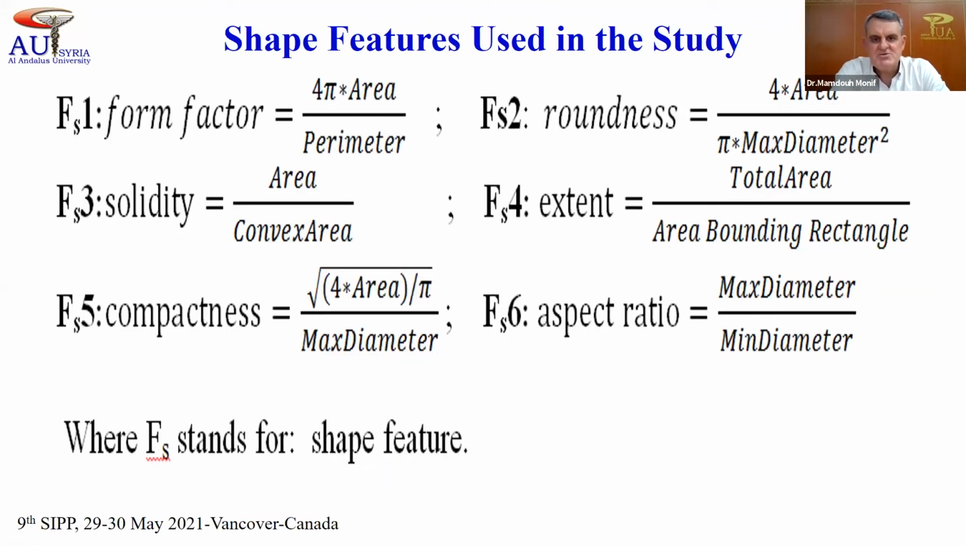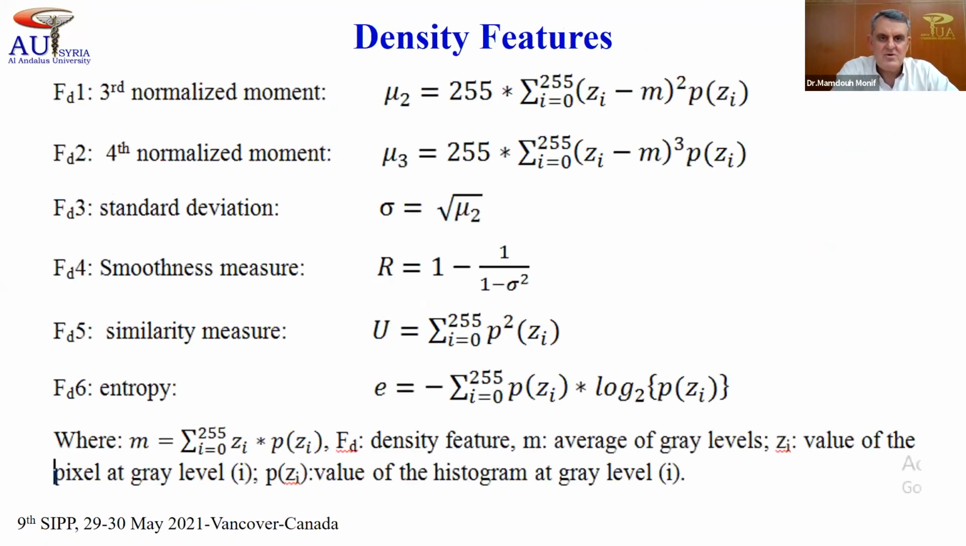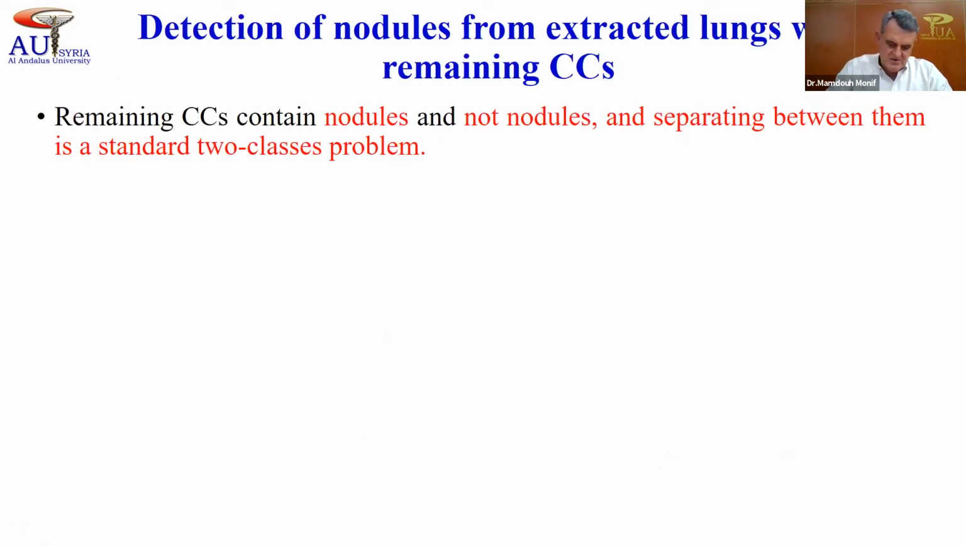Here are the shape features used in the study, from F1, the form factor, to F6, the aspect ratio. These features are known for all. Here are the density features also used. FD1 is the normalized moment, the fourth normalized moment, and then standard deviation, smoothness measure, similarity measure, and entropy, used for feature extraction.